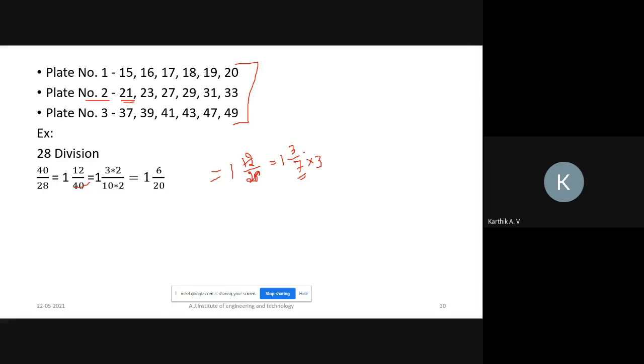So plate number is which one? Plate number is 2. So once you multiply in the denominator by 3, in the same way you should multiply in the numerator also. Write 1 as it is. 3 3s are how much? 9. And 7 3s are how much? 21.